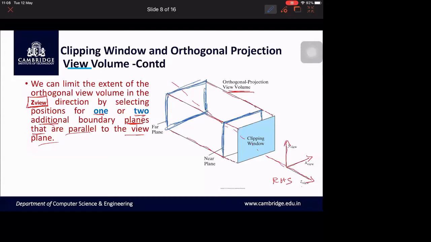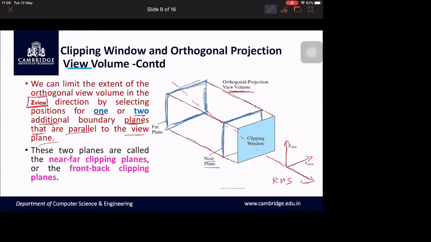I have positioned these two planes along the Z axis, considering the Z view direction or Z view value. And I have taken two planes. One plane I call the near plane, and one plane I call the far plane. So the two planes are called the near and far clipping planes, or also the front and back clipping planes. Now I have got the finite range of the orthogonal projection view volume.